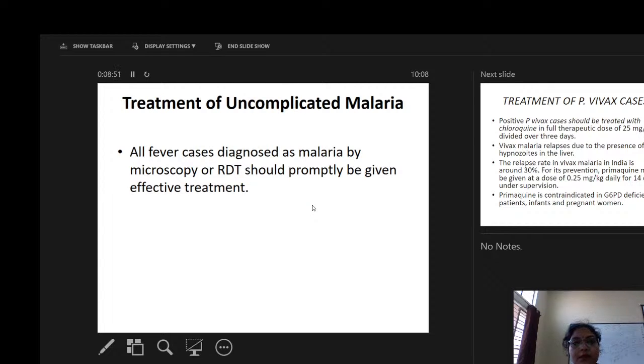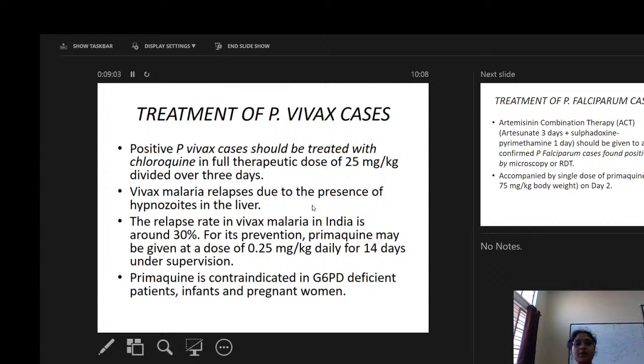Coming to the treatment of uncomplicated malaria. All fever cases diagnosed as malaria by microscopy or rapid diagnostic test should promptly be given effective treatment. Coming to the treatment of Plasmodium vivax cases. Positive Vivax cases should be treated with chloroquine in a full dose of 25 mg per kg divided over 3 days. So 25 on day 1, 25 on day 2, 25 on day 3.